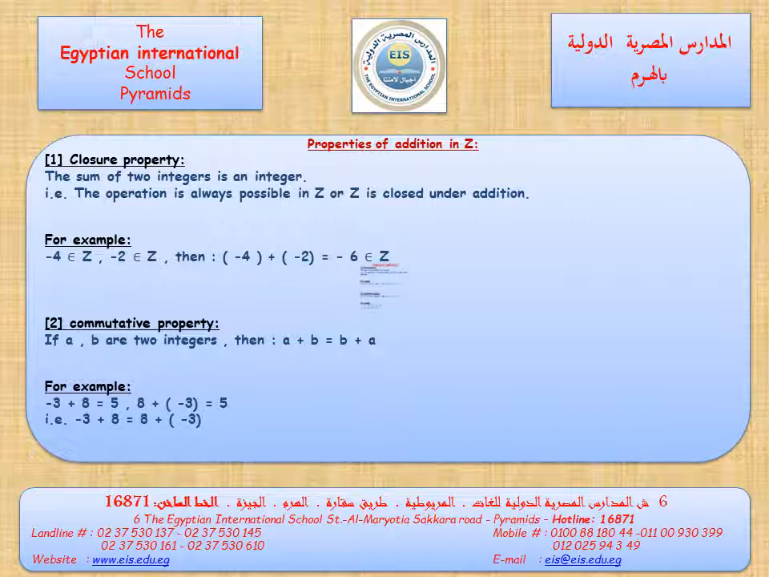Number 2 is the commutative property. What is the meaning of commutative property? Commutative means that when we rearrange the two numbers, the answer stays constant and does not change. Like 2 plus 3 equals what? 5. And 3 plus 2 also equals 5. So the commutative property does not change the answer when we rearrange the numbers.